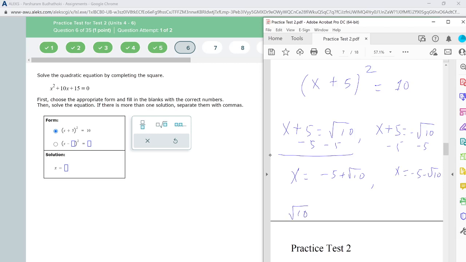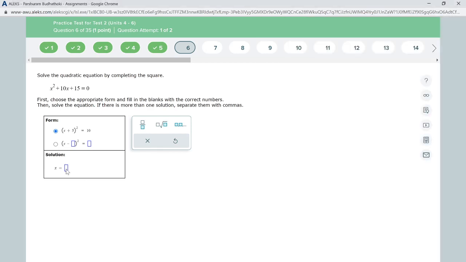Remember, the square root of 10, we cannot simplify this further because there is no perfect square number when you try to find the factors of 10, the prime factors of 10, which are 2 and 5. So this is our simplest form already. So the answers are negative 5 plus square root of 10, negative 5 minus square root of 10. These are the two answers: negative 5 plus square root of 10, and negative 5 minus square root of 10.